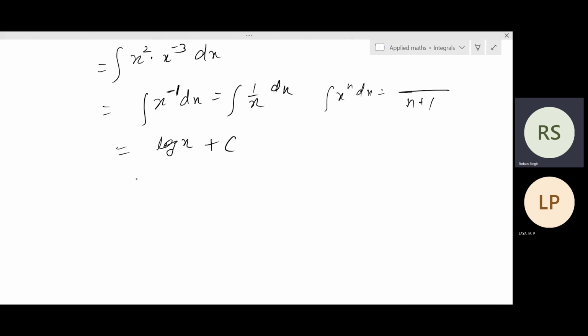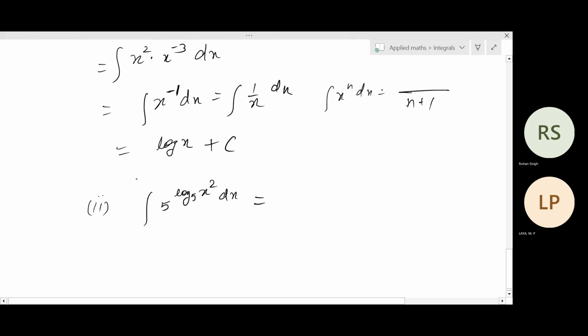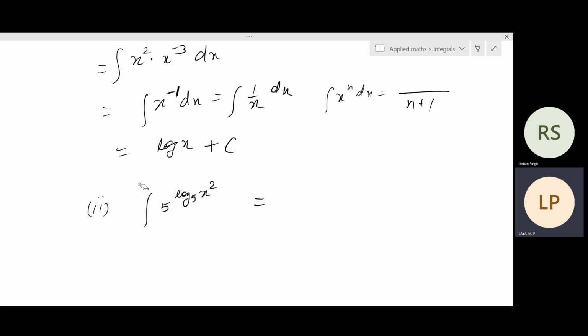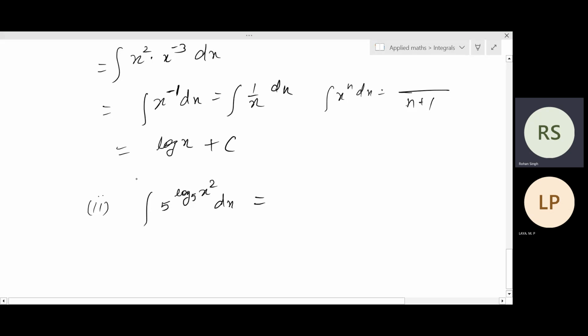So in the second part also we can do the same thing. First of all we can write this as 5 raised to log base 5 of x square, dx. And then 5 raised to log base 5 is x square, so this will be x square dx, and then this will be x cubed by 3.